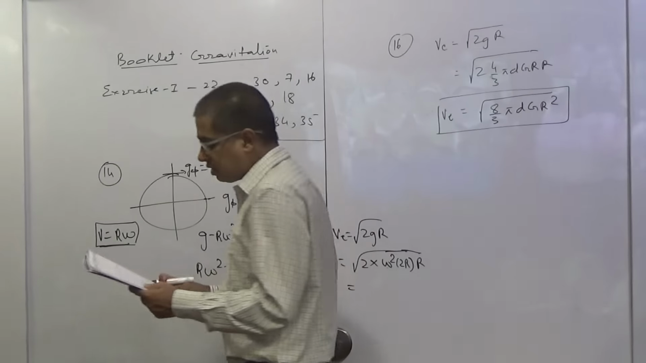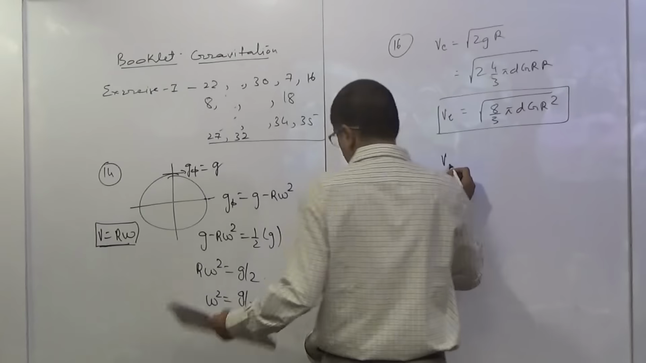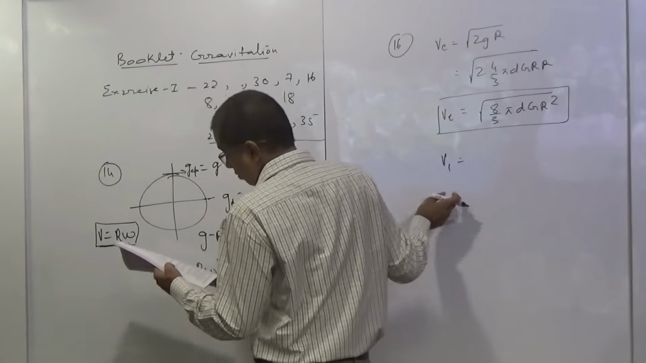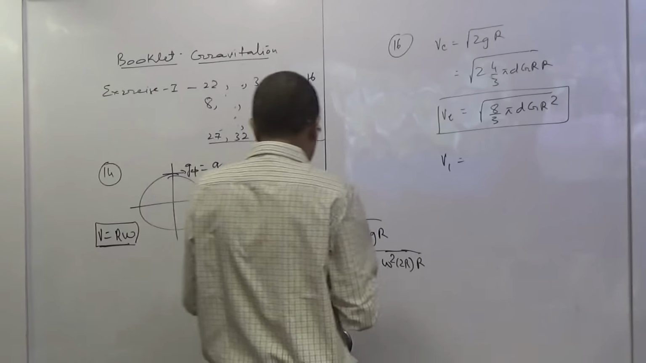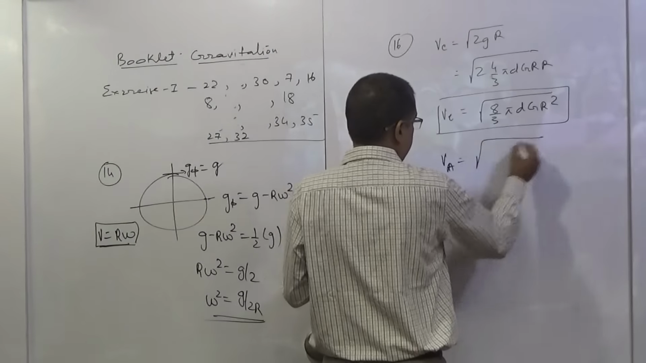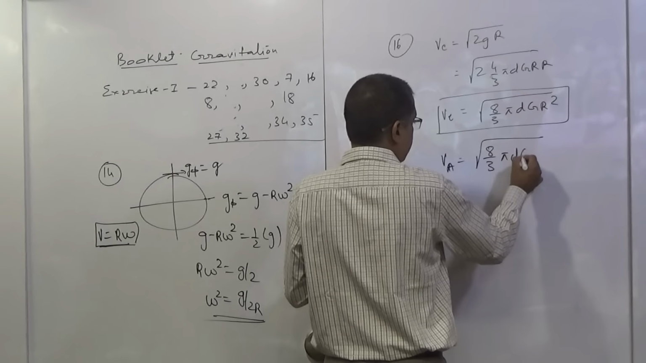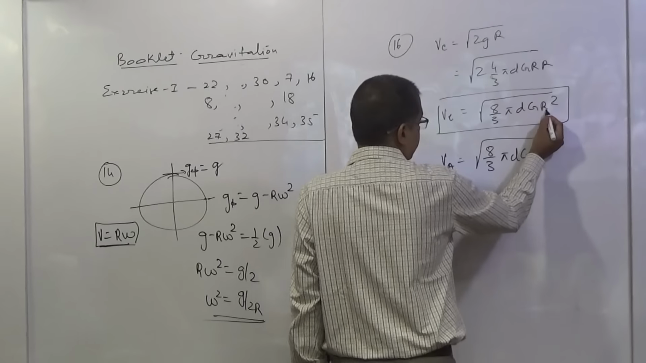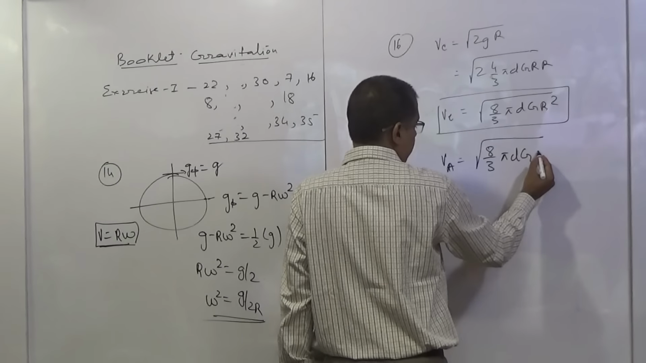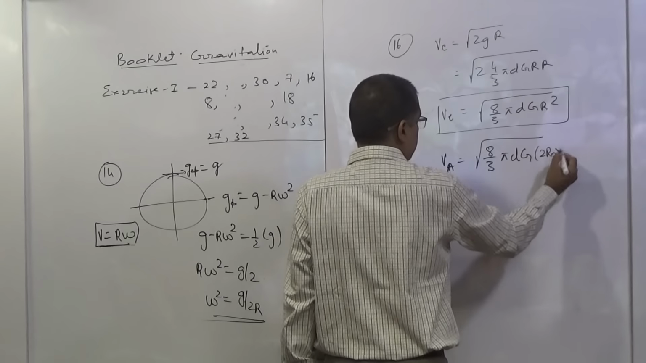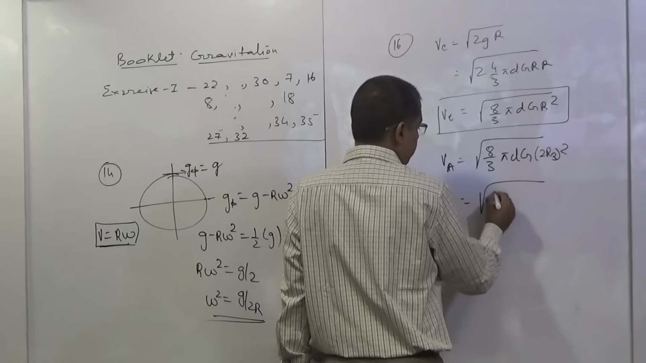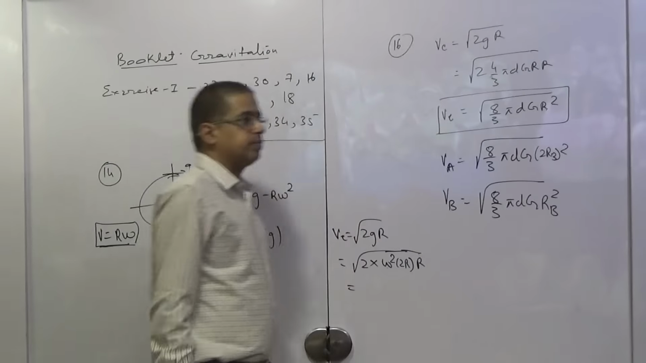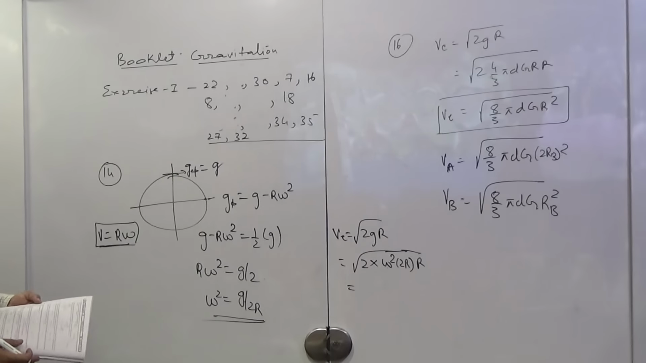He is telling you two planets have the same density. VA and VB. VA is root over 8 by 3 pi d G into radius of A squared. Radius of A is twice that of B, so this is 2 times RB whole square. Velocity of B is root over 8 by 3 pi d G RB square. That is question 16.